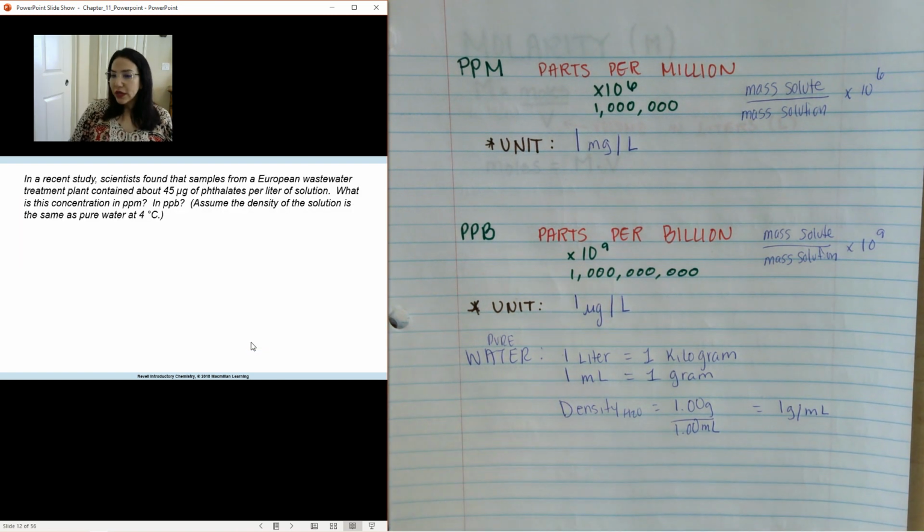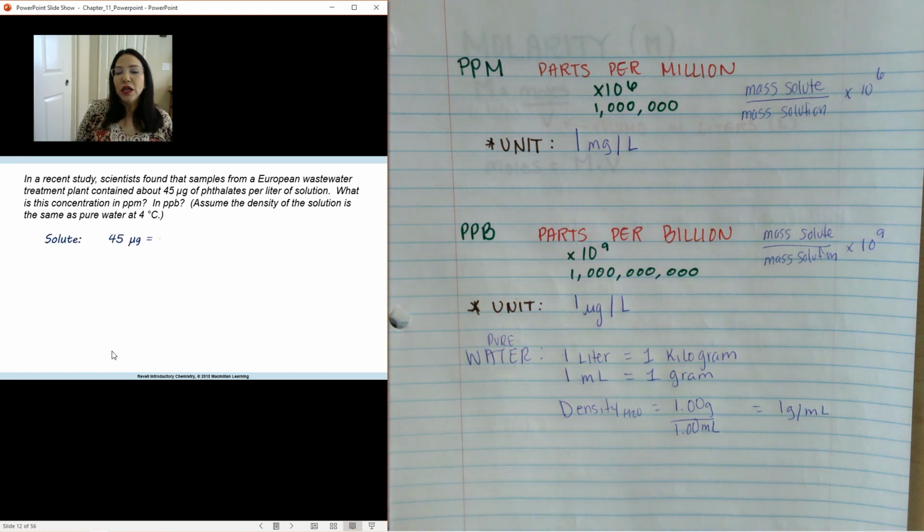All right, let's go ahead and look at this example. It says, in a recent study, scientists found that samples from a European wastewater treatment plant contained 45 micrograms of phthalate per liter of solution. What is the concentration in parts per million and in parts per billion? Assume the density of the solution is the same as pure water at 4 degrees Celsius, which means 1 gram per milliliter.